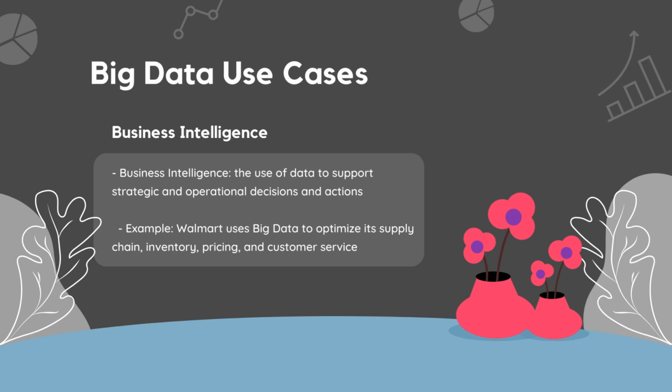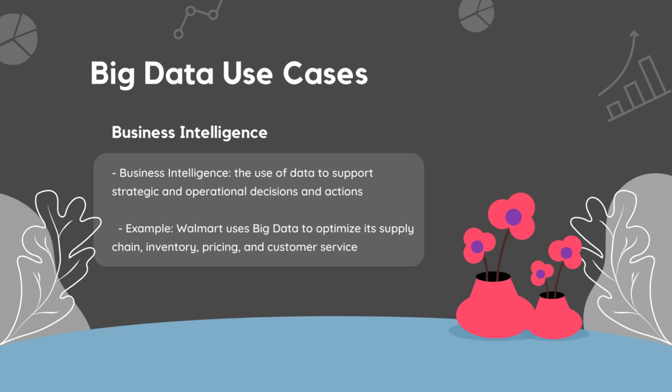Example: Walmart, the world's largest retailer, uses big data to optimize its supply chain, inventory, pricing, and customer service. Walmart collects and analyzes data from various sources such as transactions, loyalty cards, online behavior, and social media. Walmart uses big data to forecast demand, manage inventory, adjust prices, and personalize offer recommendations. Walmart also uses big data to monitor customer feedback, sentiment, and satisfaction, and improve customer service and retention. Walmart's big data strategy has helped to save billions of dollars, increase sales and market share, and enhance customer loyalty and trust.